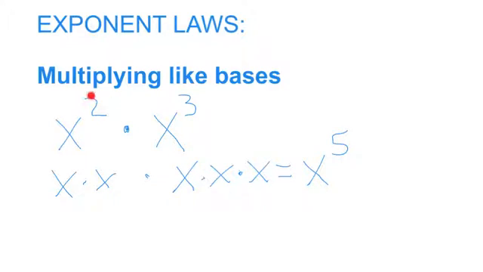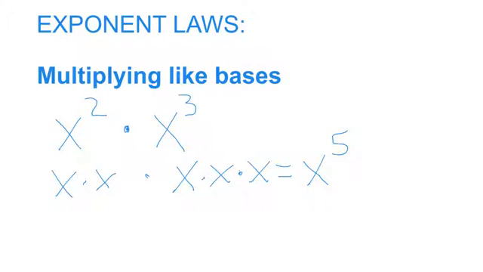Now it's odd how 2 plus 3 happens to give us 5. Well, here we have 2 x's, here we have 3 x's. When we multiply them together, it does kind of make sense that we're going to end up adding those two exponents to get the resulting exponent.